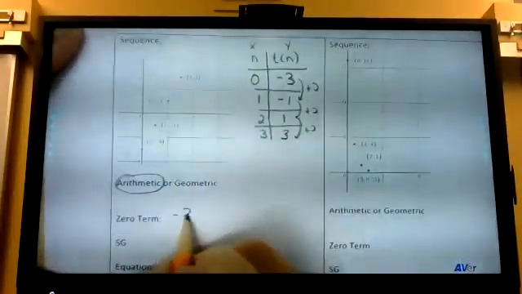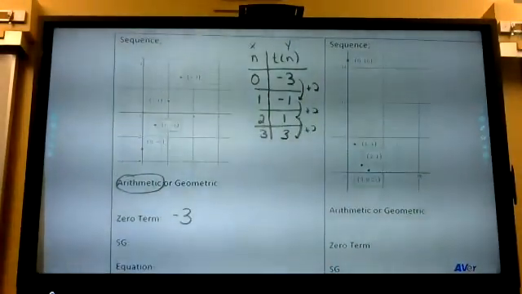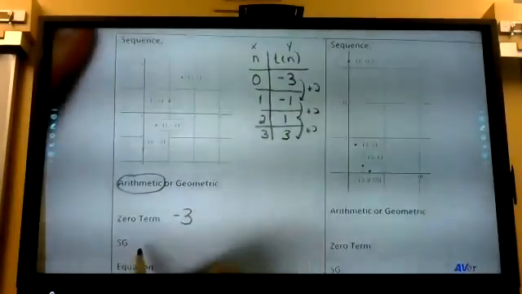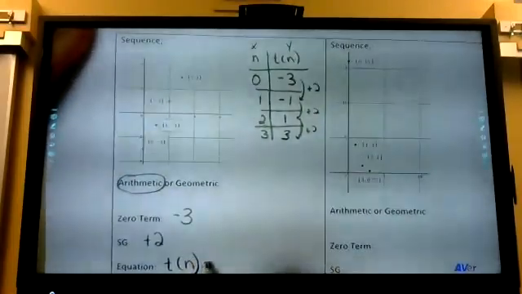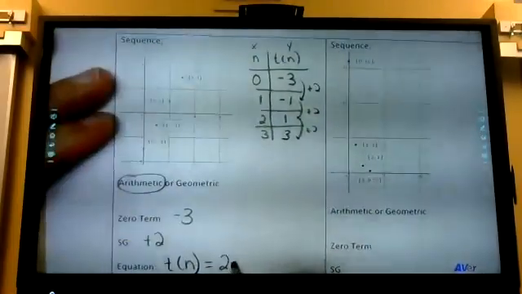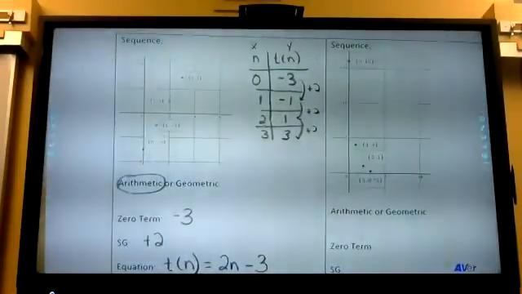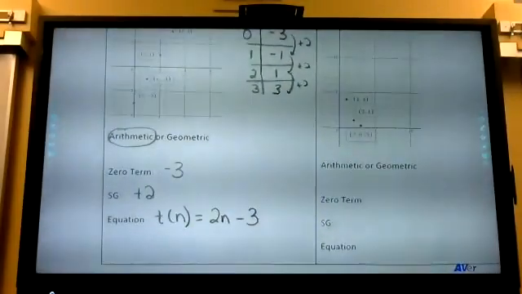And the nice thing about this is they gave us the zero term. I don't even have to work backwards to get that. And my SG, or my sequence generator, is plus 2. So my equation is T of n equals 2n minus 3. All right, and I'm going to raise that up just a little bit so you can see that.